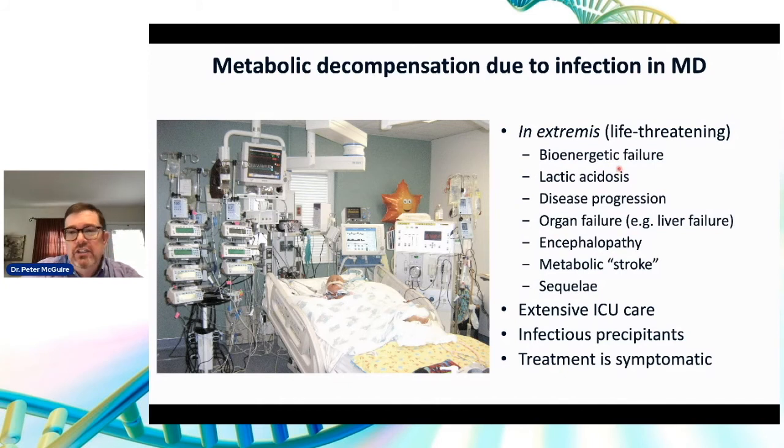And in mitochondrial disease, it can cause bioenergetic failure, lactic acidosis. The disease can actually get worse. You can have organ failure, such as liver failure. You can have problems with the central nervous system. Patients can develop something called metabolic stroke, and there are complications that occur afterwards, which can be long-lasting. Patients can require extensive ICU care, and these are usually caused by infection. And the treatment in general, there's no magic bullet. It's essentially symptomatic. You're treating the different things which may come up during infection.